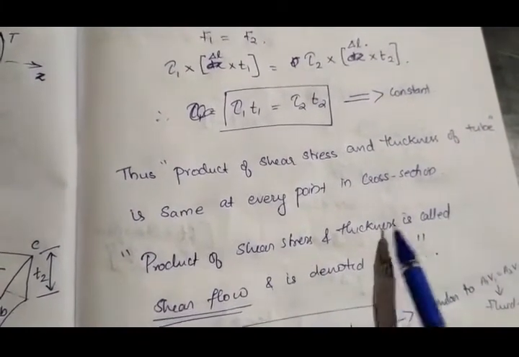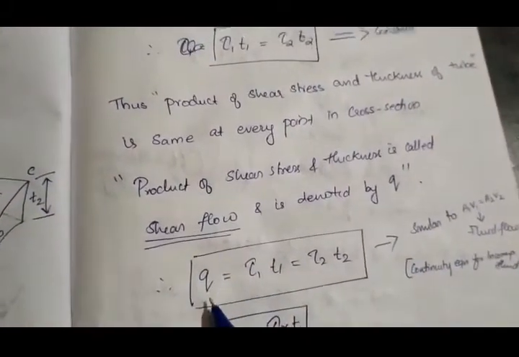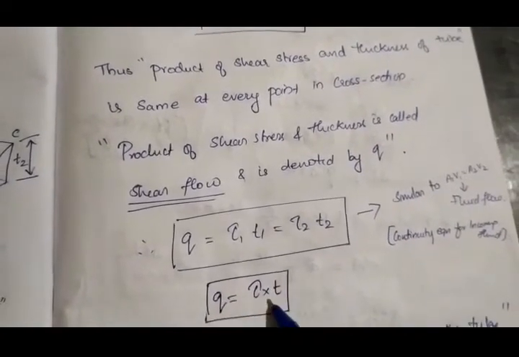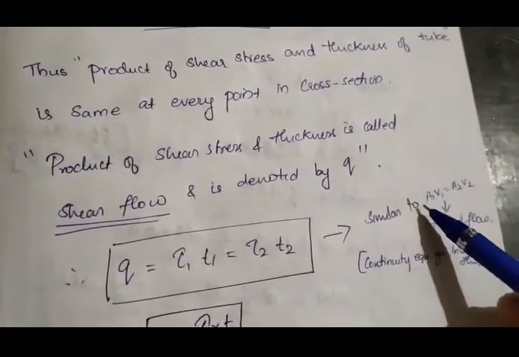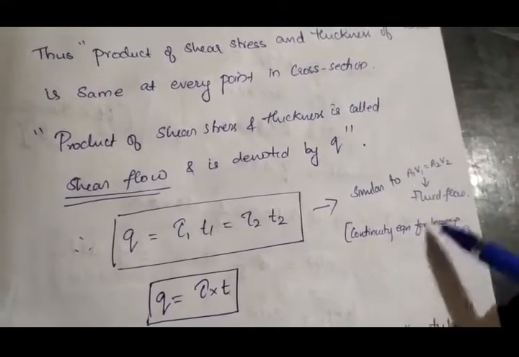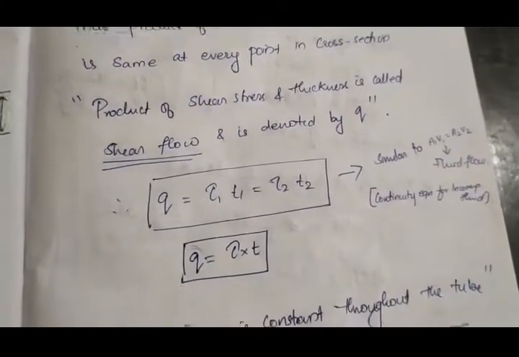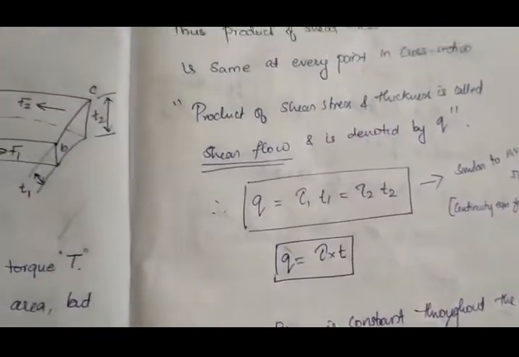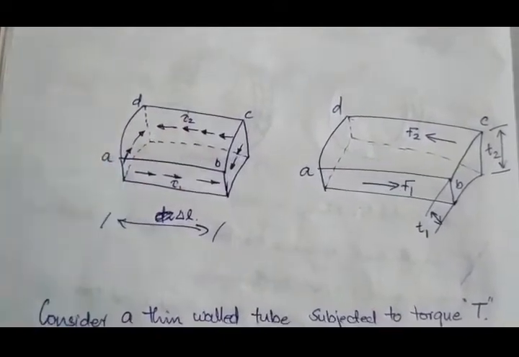The product of shear stress and thickness is called shear flow and is denoted by Q. That means Q is equal to tau 1 T1 is equal to tau 2 T2. That means generally Q is equal to tau into T, shear stress into thickness. I have told you it is similar to the continuity equation. Here it's fluid flow, here this is called shear flow. So shear flow is constant throughout the tube.